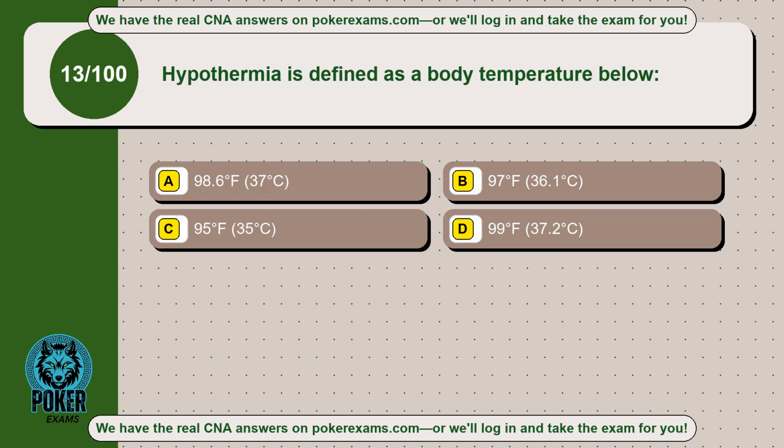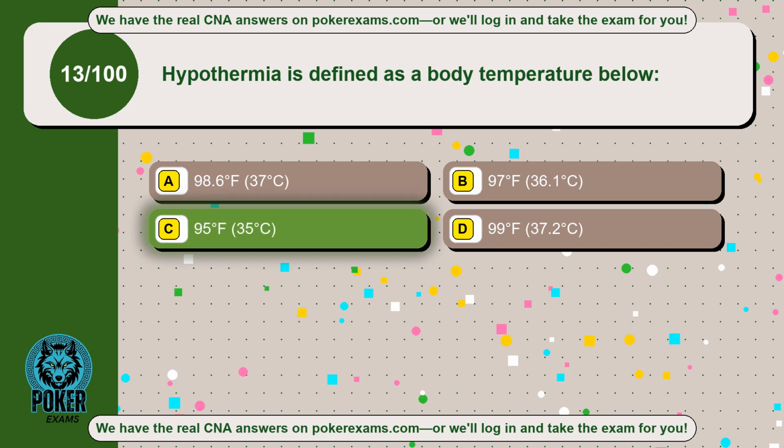Question 13. Hypothermia is defined as a body temperature below: Option A, 98.6 degrees Fahrenheit, 37 degrees Celsius. Option B, 97 degrees Fahrenheit, 36.1 degrees Celsius. Option C, 95 degrees Fahrenheit, 35 degrees Celsius. Option D, 99 degrees Fahrenheit, 37.2 degrees Celsius.